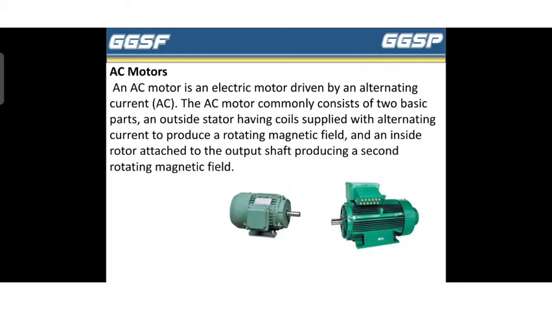Then we see the AC motors. An AC motor is an electric motor driven by an alternating current, that is AC current. The AC motor commonly consists of two basic parts: an outside stator having coils supplied with alternating current to produce a rotating magnetic field, and an inside rotor attached to the output shaft, producing a second rotating magnetic field.